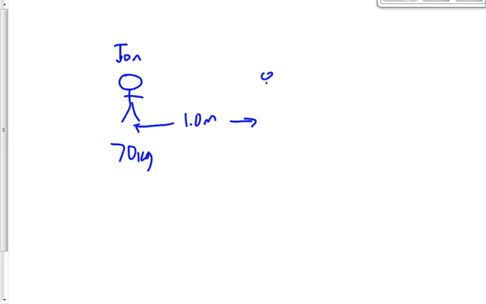Let's say we've got 3 people. Person A, let's call it John, has a mass of, let's say, 70 kilograms. 1.0 meter to John's right is another person that we're going to call Spencer. Spencer's mass is going to be, let's say, 50 kilograms.